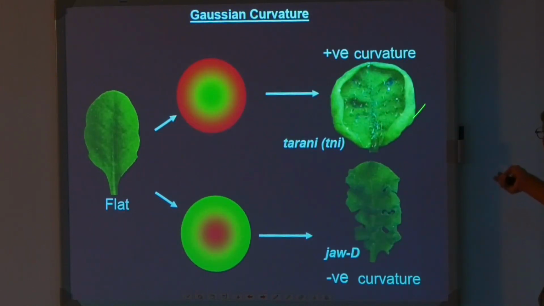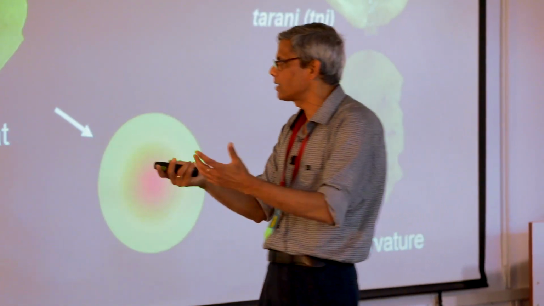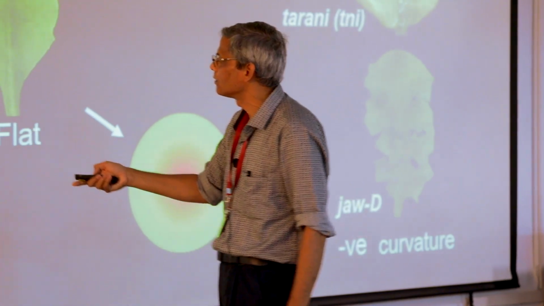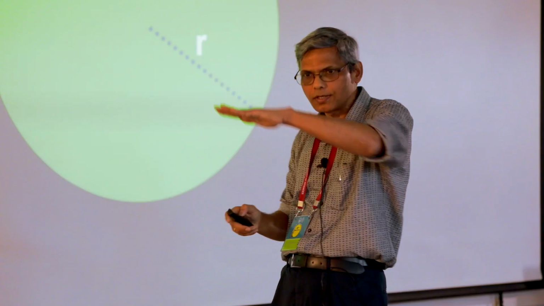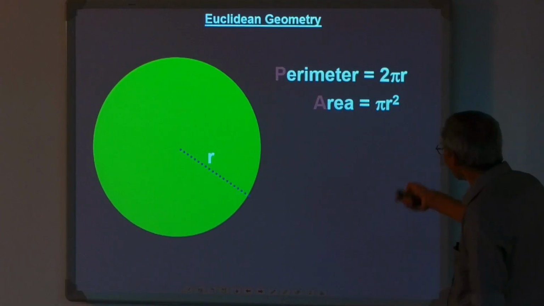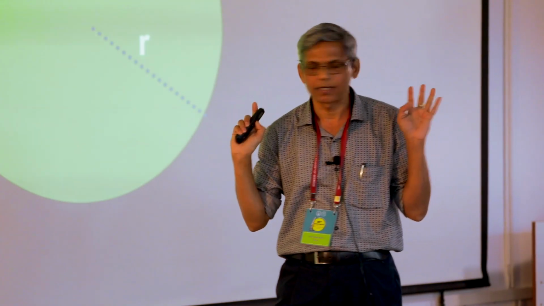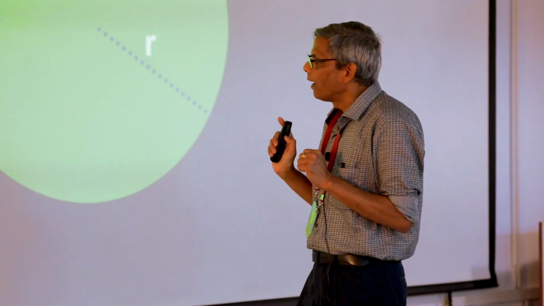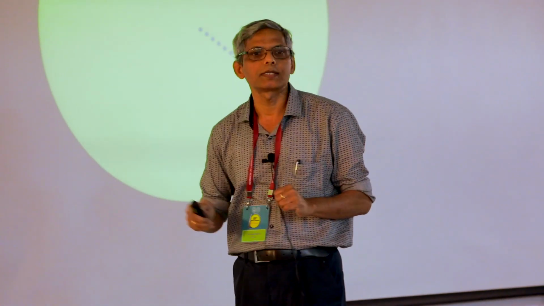How do I actually measure that this has positive Gaussian curvature and this has negative Gaussian curvature? The best way is to quantify this by laser scanning or something, which we could not do. But there is an empirical way of measuring. You use Euclidean geometry. In Euclidean geometry, we have studied that for a circle, if it is flat and r is the radius, then the perimeter is 2πr and the area is πr², which you studied in the 6th or 7th standard. But that is true if and only if this is flat. If this is not flat, this doesn't hold true.